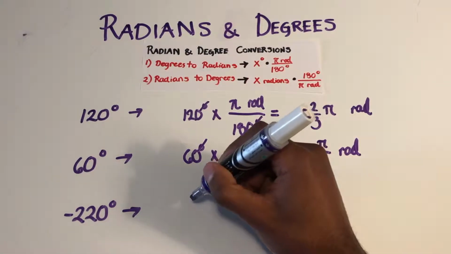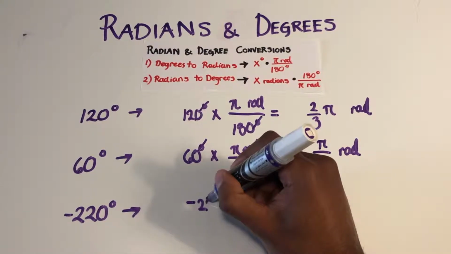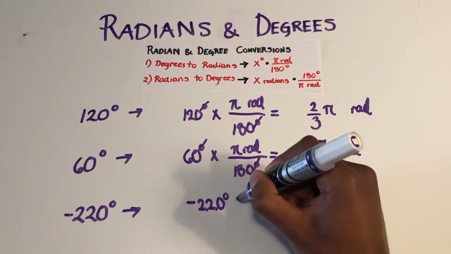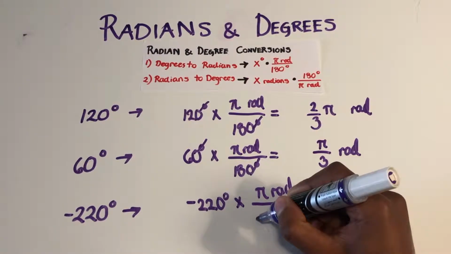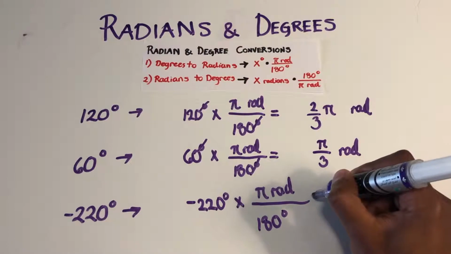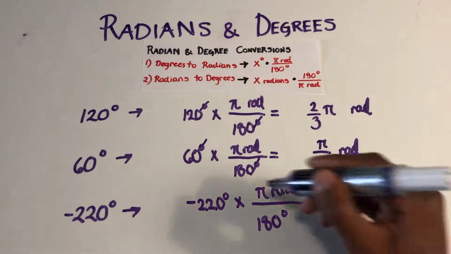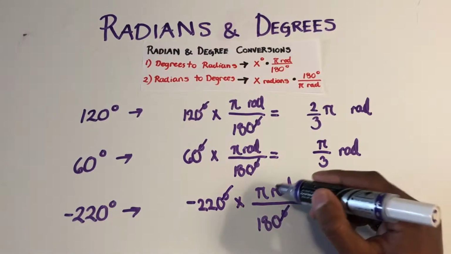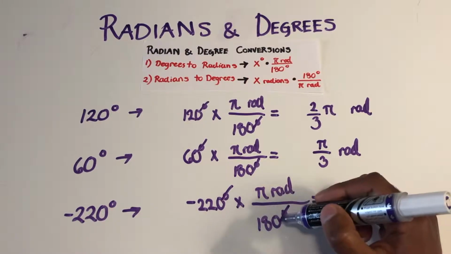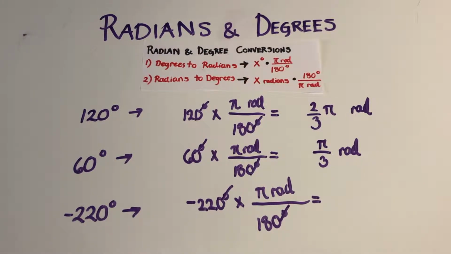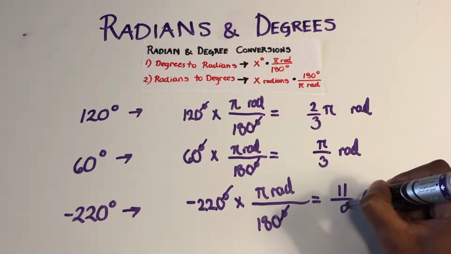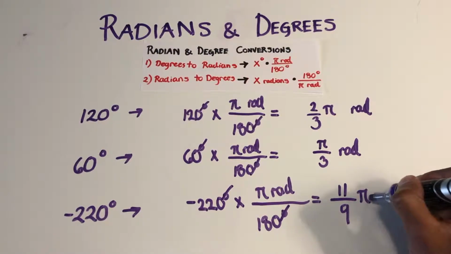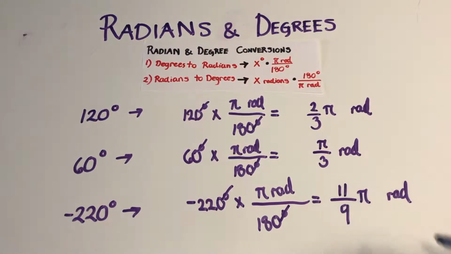For our last problem, we have negative 220 degrees times pi radians over 180 degrees. The degrees cancel. We're left with negative 220 over 180, which if you put it into a calculator, it'll give you 11 over 9. We have our pi and we have our unit. So that's it.